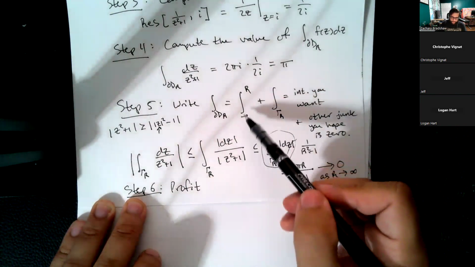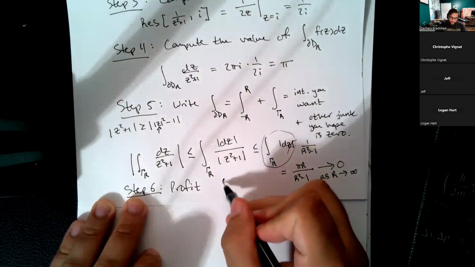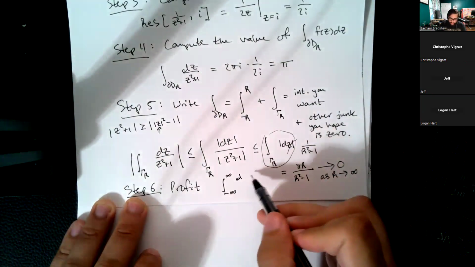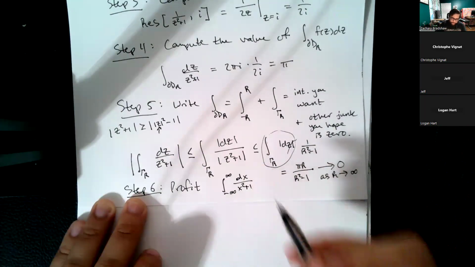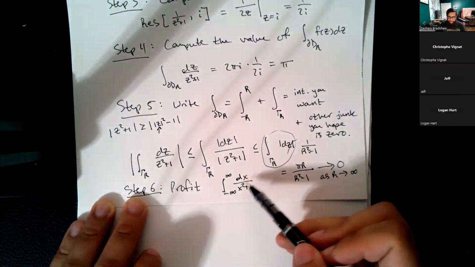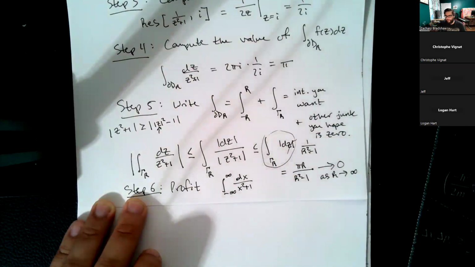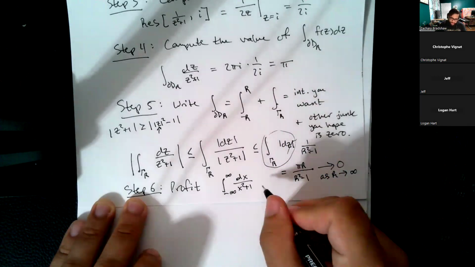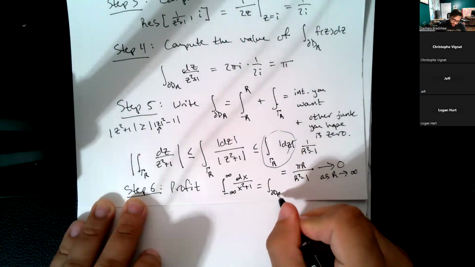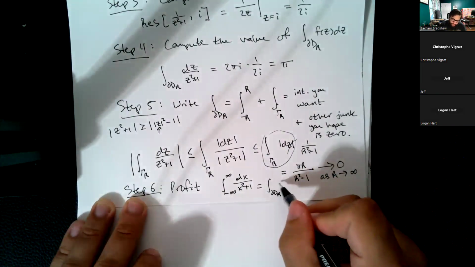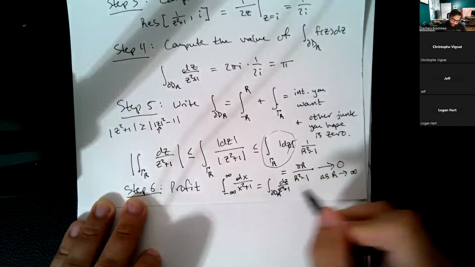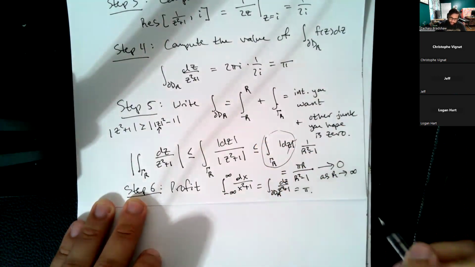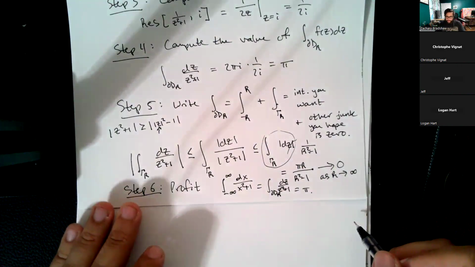So the integral from minus r to r as r goes to infinity becomes the integral from minus infinity to infinity of our function. In this case, it's dx over x squared plus 1. I replace the z with an x because we're along the real axis now. And then this term goes to 0, as we just showed. And so this is equal to the integral along the boundary of dz over z squared plus 1. Right? But this, we already showed by the residue theorem, was equal to pi. Okay, so that's all there is to it.